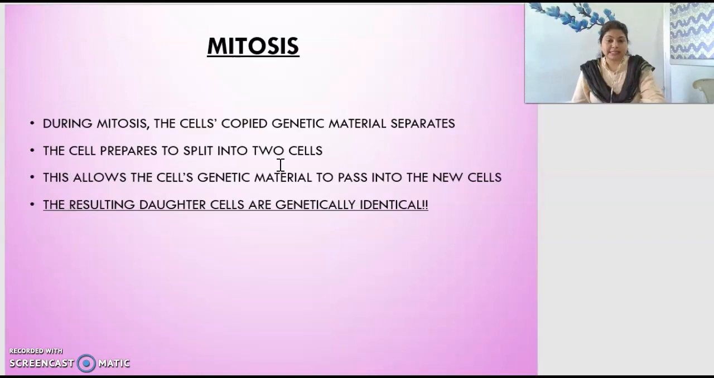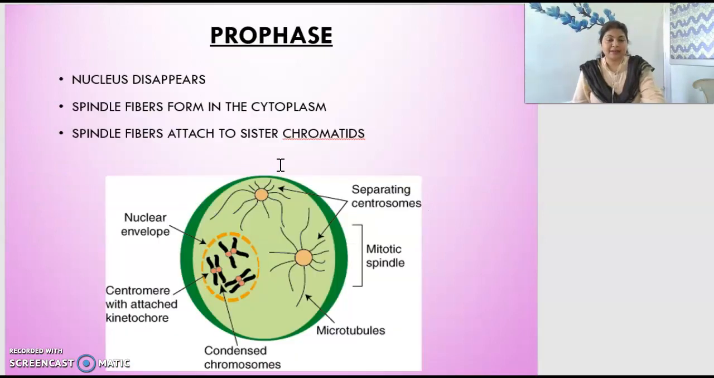During mitosis, the cell's copied genetic material separates. The cell prepares to split into two daughter cells. This allows the cell's genetic material to pass into the new cells, and the resulting daughter cells are genetically identical. There are various substages of mitosis, that is, prophase, metaphase, anaphase, and telophase.